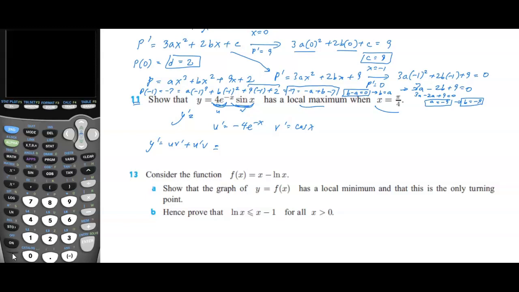So u is equal to 4e to the negative x. v dash is equal to cosine x. u dash is equal to negative 4e to the negative x. v is equal to sine x.